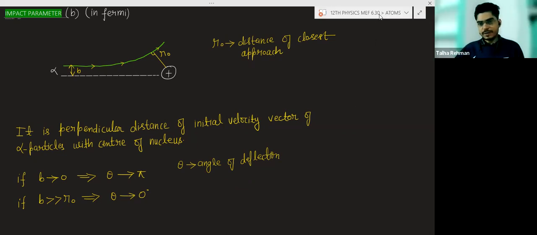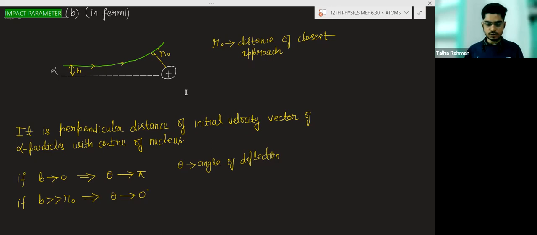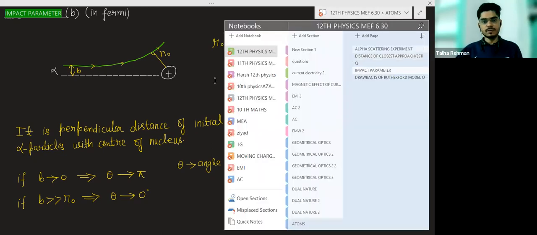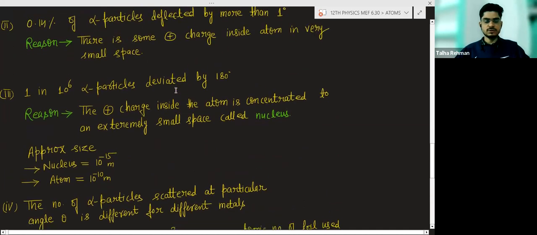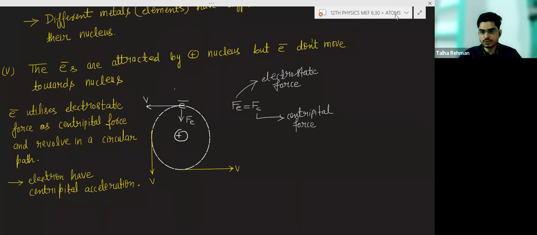After that, basically we were studying the Rutherford model of atom. So this was the Rutherford model of atom, and here these are the conclusions. See this conclusion: the electrons are attracted by the positive nucleus, but electrons don't move toward the nucleus. This is right, because electrostatic force is utilized as the centripetal force to move in a circular path. Now we will discuss the drawbacks.